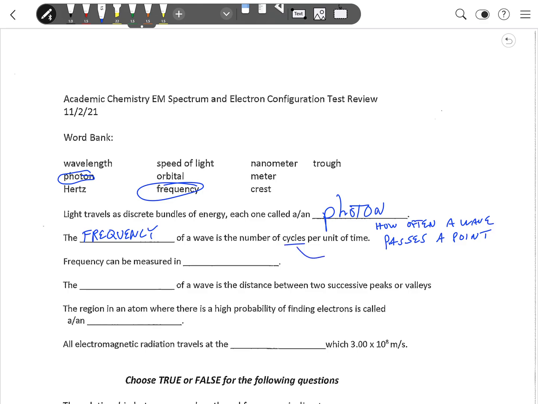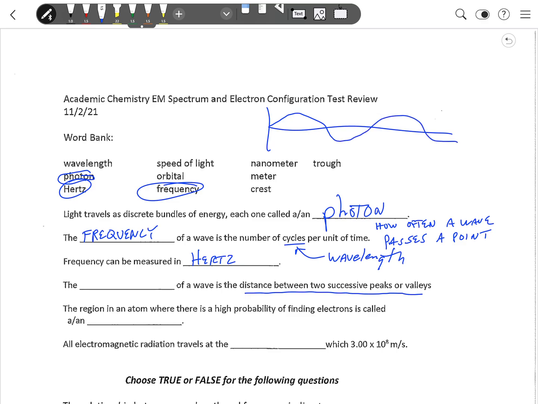A cycle is also called a wavelength. Frequency itself is measured in hertz. That's the unit that we use. Okay, so the distance between two peaks or valleys, when you're looking at a wave and you see this wave here, the distance between this point and that point, that's called the wavelength. Okay, so wavelength for this one.